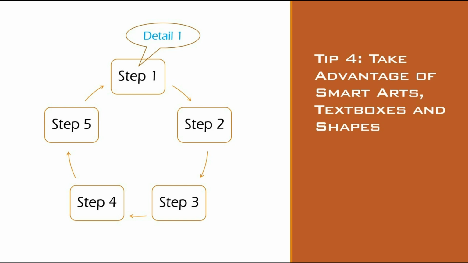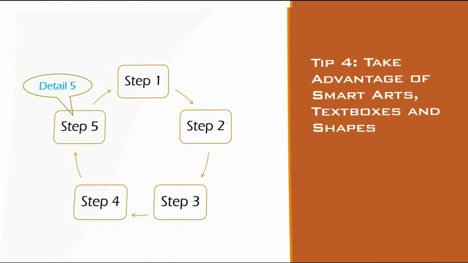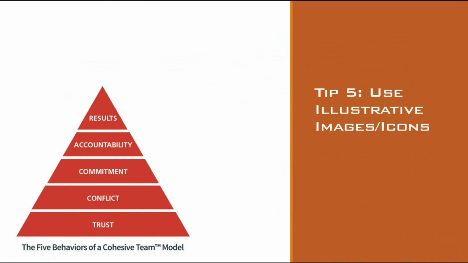This gives an example of how to use SmartArt alongside text boxes and shapes to explain a cycle, from step 1 to 2 and all the way up to 5. Wonderful. It is often said that an image is worth 1,000 words. Use illustrative images or icons as much as possible. Not only are they intuitive, but it also adds to the overall aesthetics.